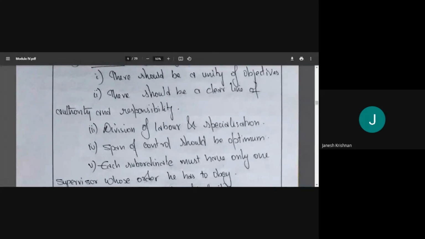Each subordinate must have only one supervisor whose order he has to obey. That's also very important. When there are two persons, they may say two different things. One person may say it has to be completed by 12. The other person may say it has to be completed by 4. What will happen? You will get confused. Which one would you take? You will always go for the later one, because you will have more time. So it should not be the case. It should be very clear whose order you have to obey.